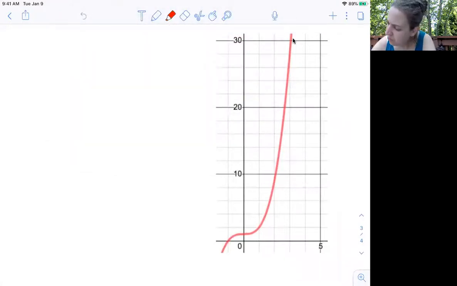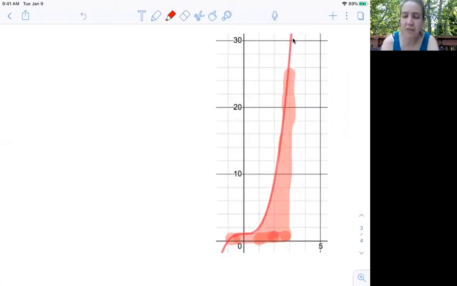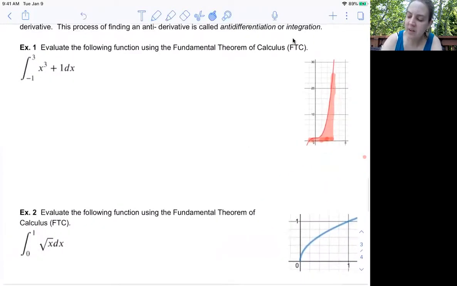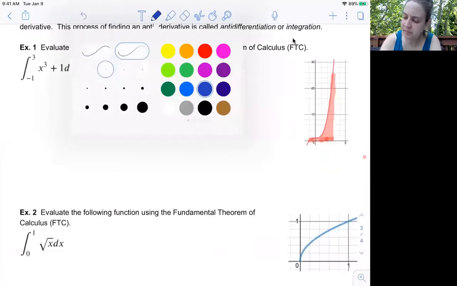So -1 is here, and 3 goes to here. My highlighter's a little bit too thick, but it's all of this area under the curve. That's what we're going to use calculus to find, that area under the curve. So the fundamental theorem of calculus will do that for us.